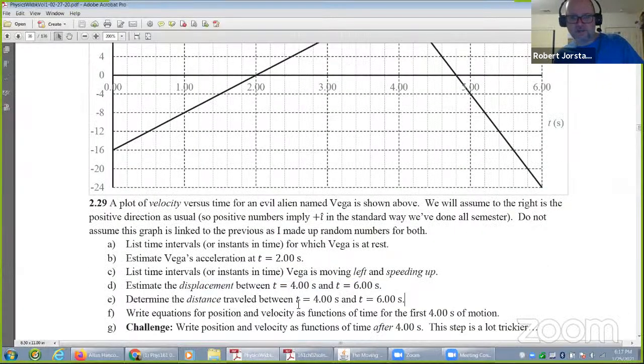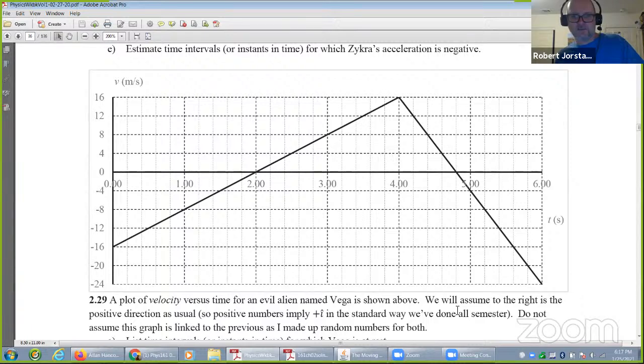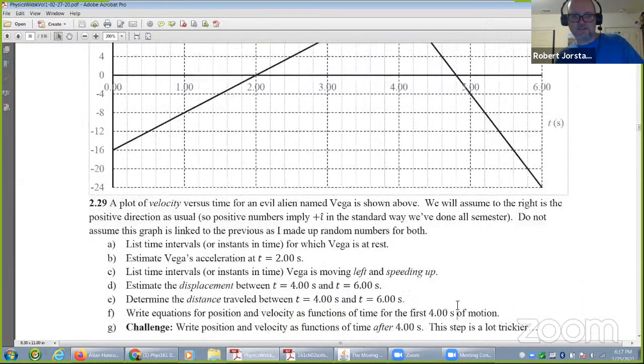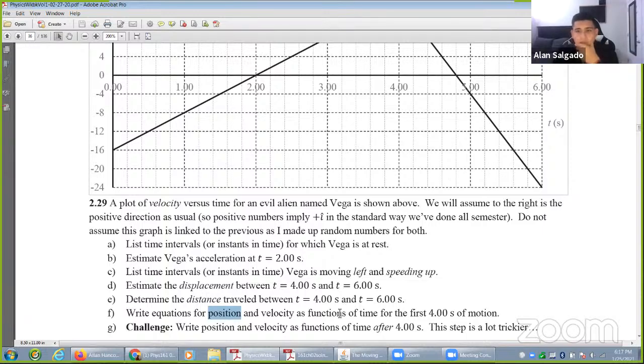Oh, okay. We talked about that. And this stuff. Well, if you know the acceleration and you know the initial position and such, you could figure that out. Did I mention this? Could I write the position as a function of time for this one? What do you think? Yeah, I say no. Not perfectly. Oh, wait, it says assume this. Do not assume this graph is, oh yeah.